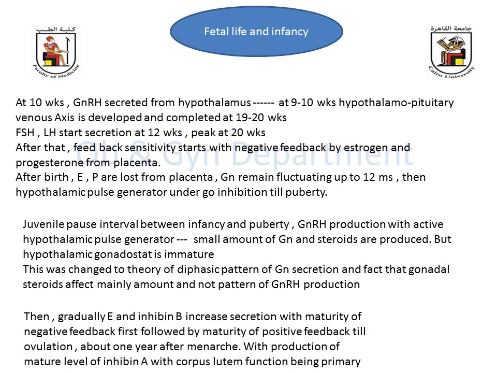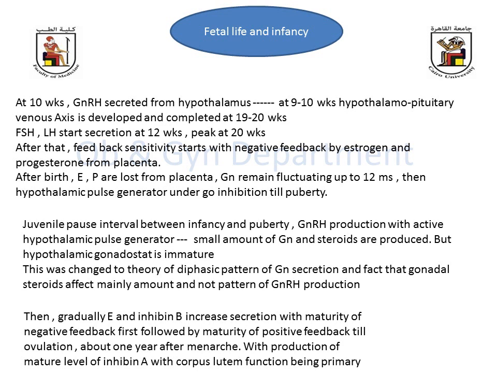Please don't forget that gonadotropins, which are a peripheral regulation of gonadotropin-releasing hormone production, are responsible for the amount and not the pattern. They are not controlling the pattern, only the amount. Then, gradually, estrogen and inhibin B increase secretion with maturity of the negative feedback first. First, the negative feedback of estrogen becomes mature, and so the patient can develop menstruation, but there is still no ovulation.